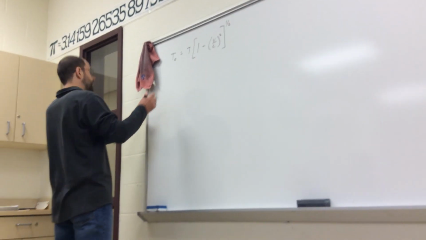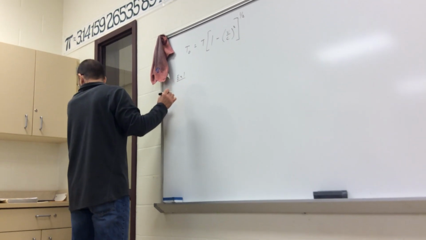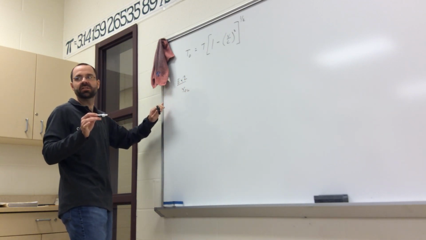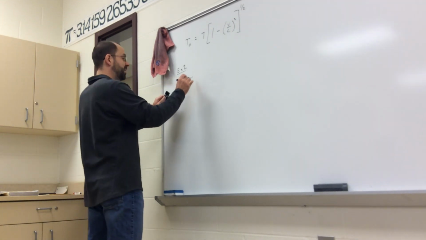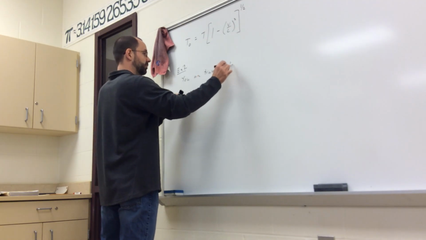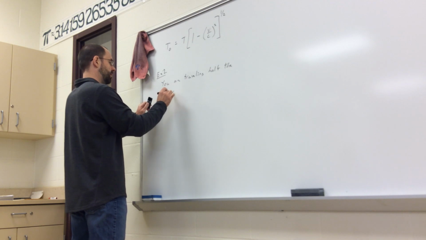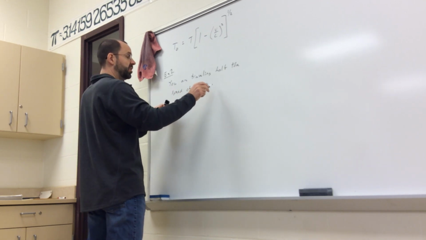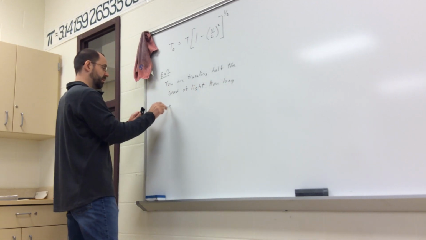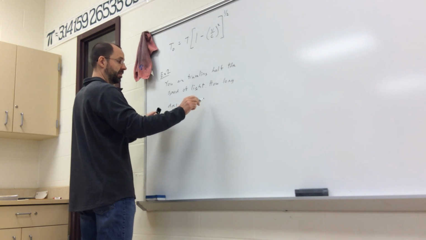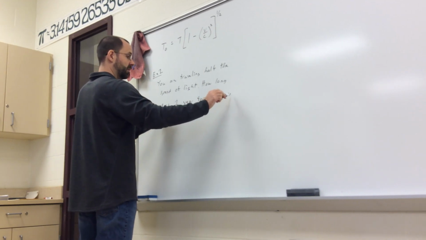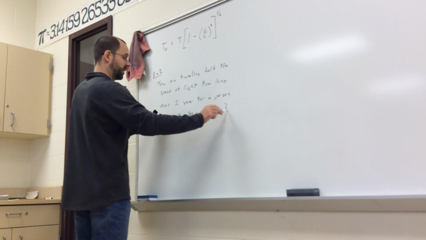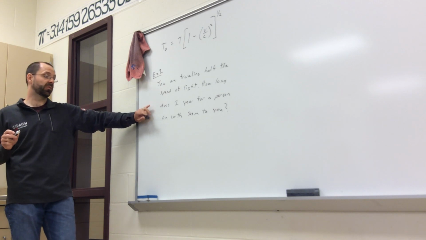Okay, so now we're going to ask some questions. You are traveling half the speed of light. What is this, example 2? Okay, so you are traveling half the speed of light. How long does 1 year for a person on Earth seem to you?